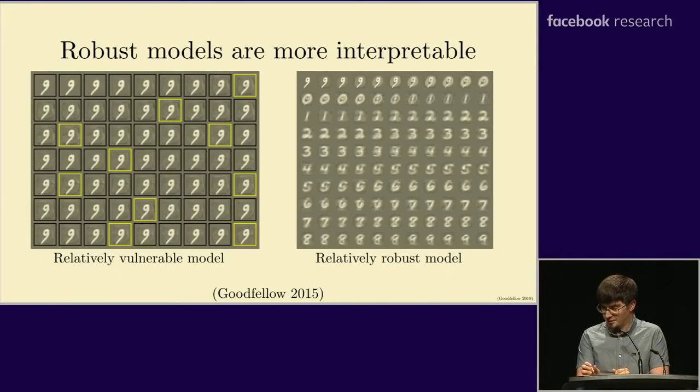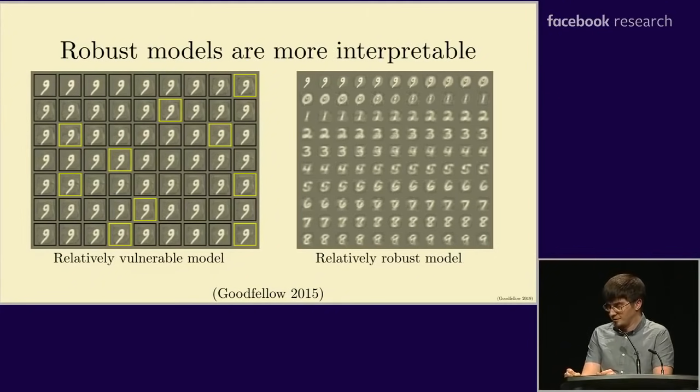Everywhere you see a yellow box, we have successfully turned the input into a different class. So as you read left to right, top to bottom, the first yellow box is where the 9 has become a 0, according to the linear model. The second yellow box, it's a 1. The third yellow box, it's a 2, and so on. So even though this model is linear, it's very hard to convey to a human that it has all of these mistakes baked into it.